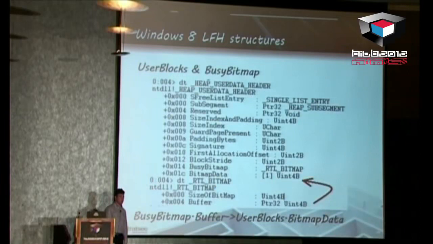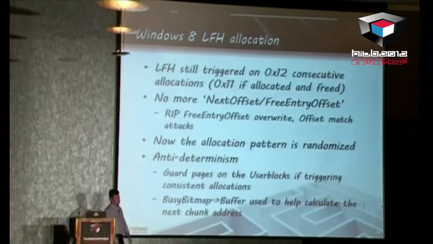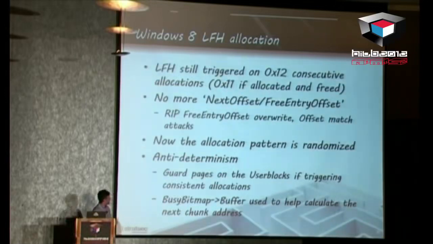It's still triggered on 18 allocations, or hex 12. There's no more of this next offset or free entry offset, so the stuff you just saw before is now dead. Forget it. So don't worry. It's now really randomized. There's a lot of anti-determinism in the heap. Chunks are allocated all over the place, and we don't know what's going on. There's a guard page on the user blocks, and there's this bitmap buffer which we have no idea how it's calculated.